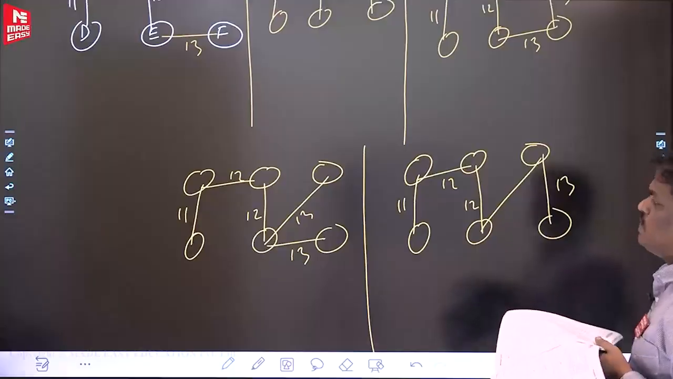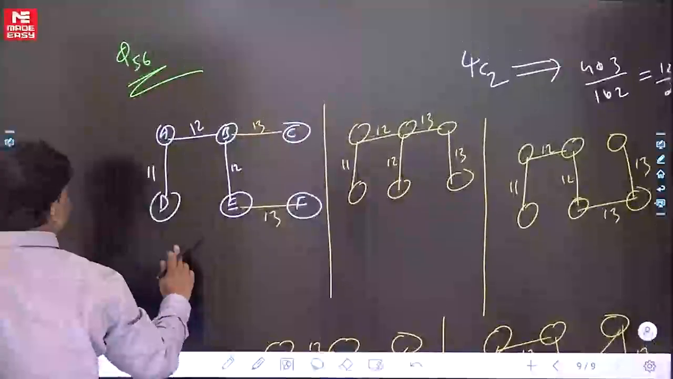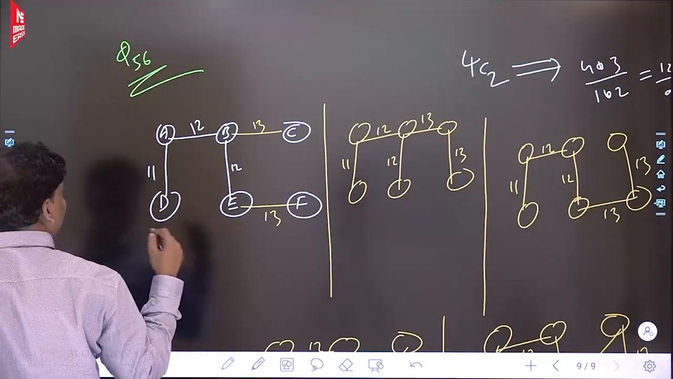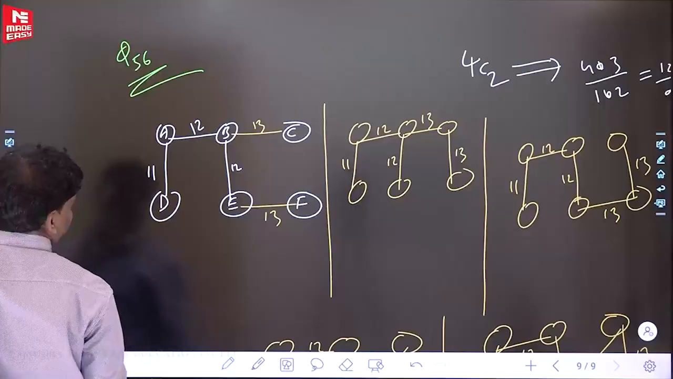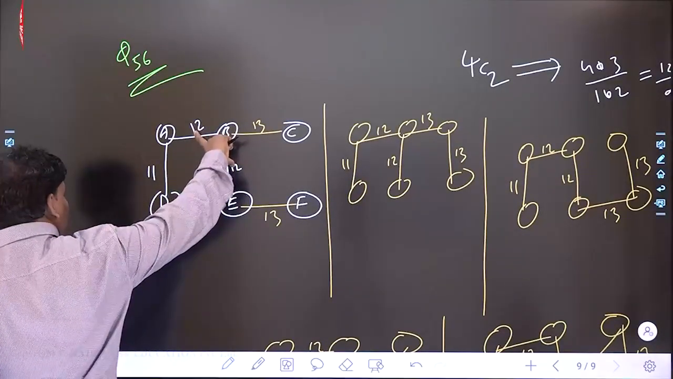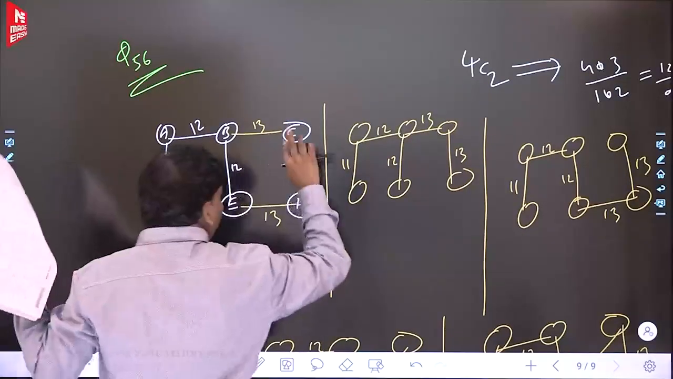So totally 5 ways. For question number 56, one graph is given, and he is asking how many MSTs are possible for the given graph. 5 is possible because 13 is repeated many times. Even though 12 is repeated 2 times, no problem because both come. But 13 is repeated 4 times.